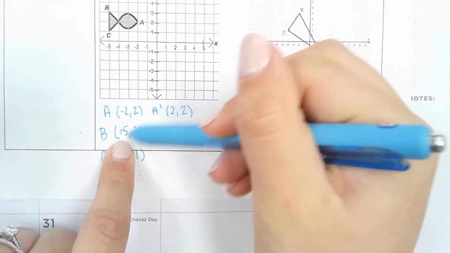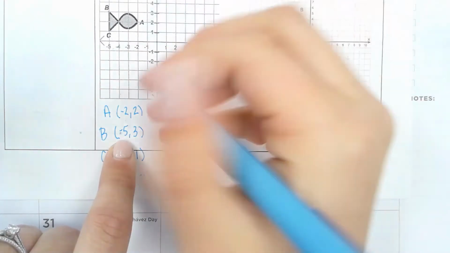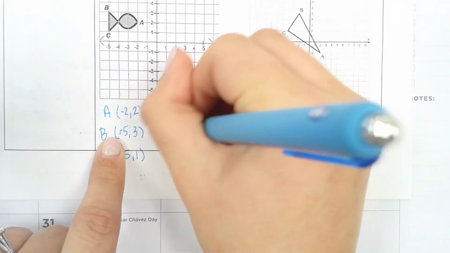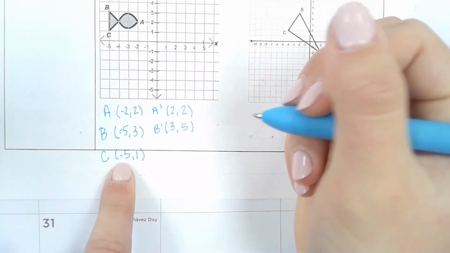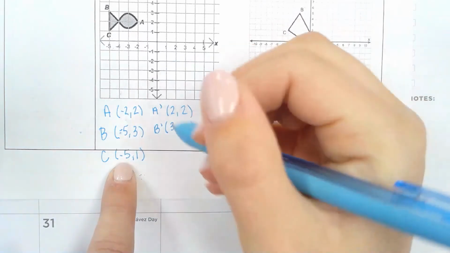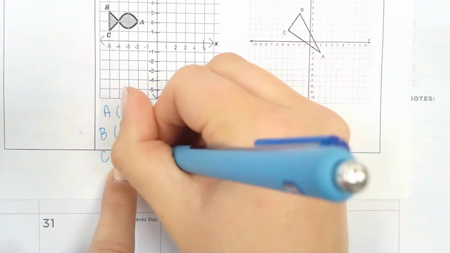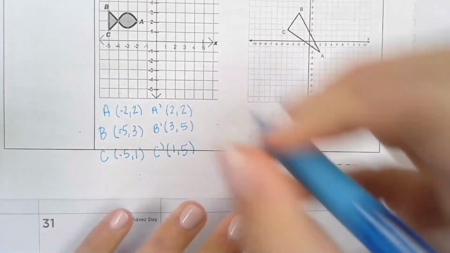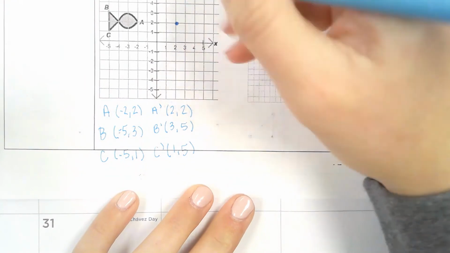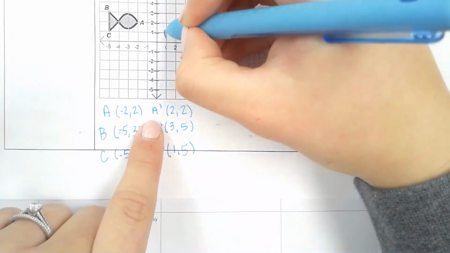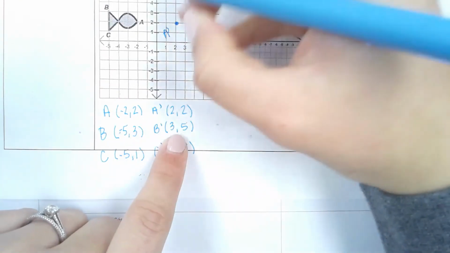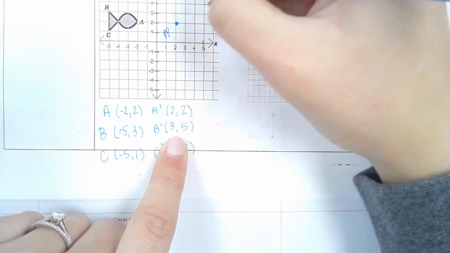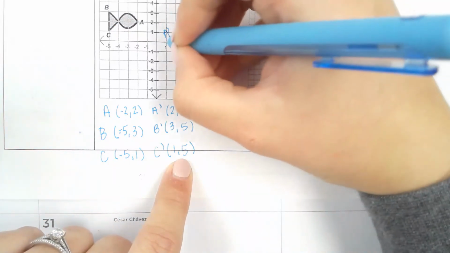B, multiply x times -1, so -5 times -1 is 5, and then I can flip-flop, so B prime is going to be at 3, 5. And then C, multiply x times -1, so -5 times -1 is 5, and then flip-flop my values. So C prime would be at 1, 5. Then all I have to do is plot them. So A prime is at 2, 2, B prime is at 3, 5, and C prime would be at 1, 5.